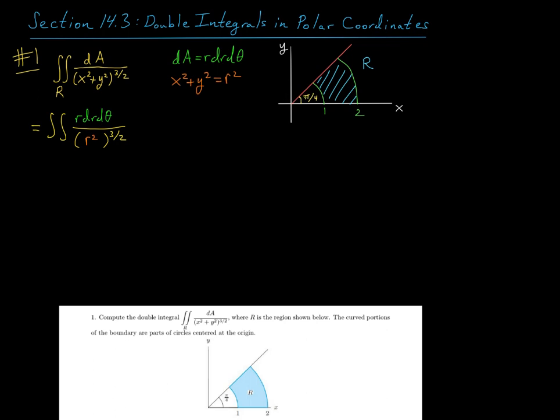What about the bounds of integration? Well, those are pretty simple too, right? Because to fill out this region R, theta is just going from 0 to pi over 4, and r goes from 1 to 2. So if I'm going to compute this as a dr d theta integral, r would go from 1 to 2, and theta is going from 0 to pi over 4.